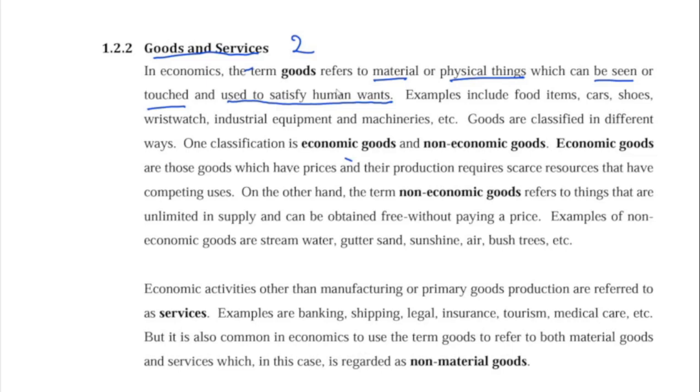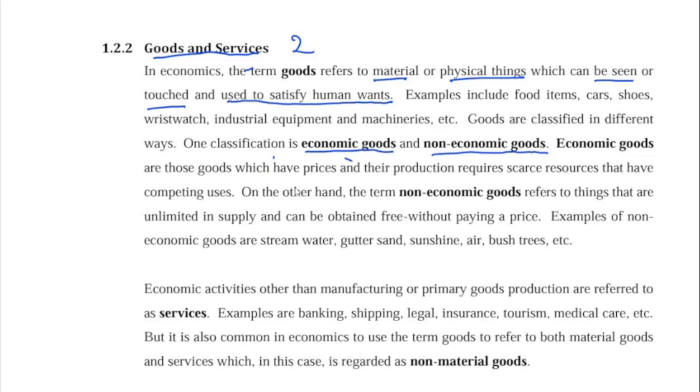Now, goods is classified into two. In one classification, we have economic goods and non-economic goods. And what does economic goods mean? Economic goods are those goods which have prices, and their production requires scarceness. That is, there is a price tag on it. That's economic goods. Why non-economic goods are a free gift of nature? We have them in abundance.